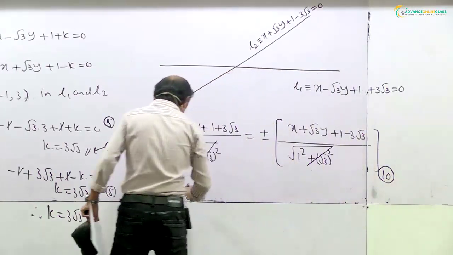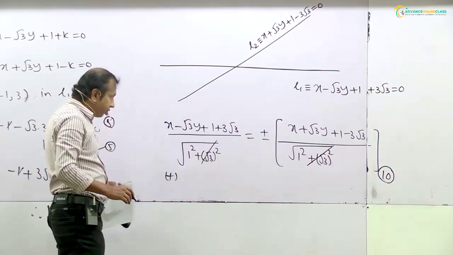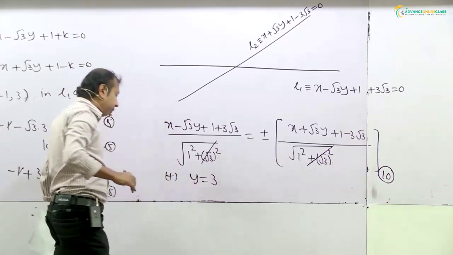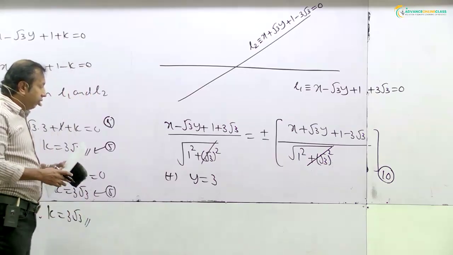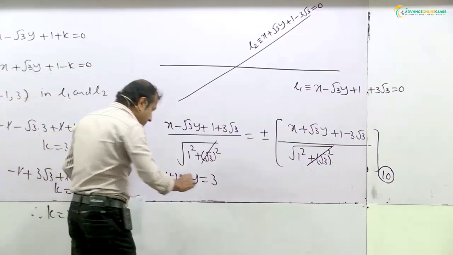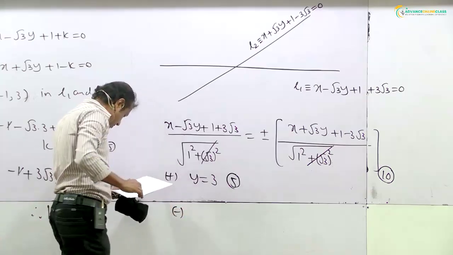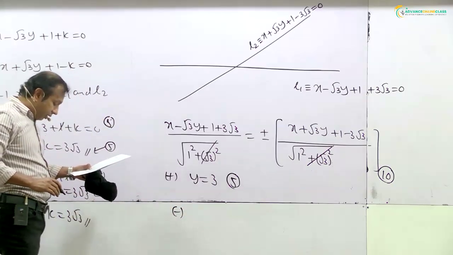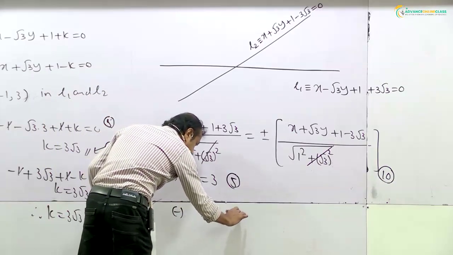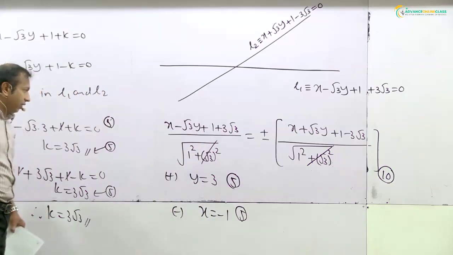First, take plus sign and simplify. When you simplify, taking plus sign, you get y equals 3. For this, we get 5 marks. Take minus sign. When you take minus sign and simplify, we get x equals minus 1. So that also 5 marks. Taking plus sign and minus sign, you can simplify this very easily, right?